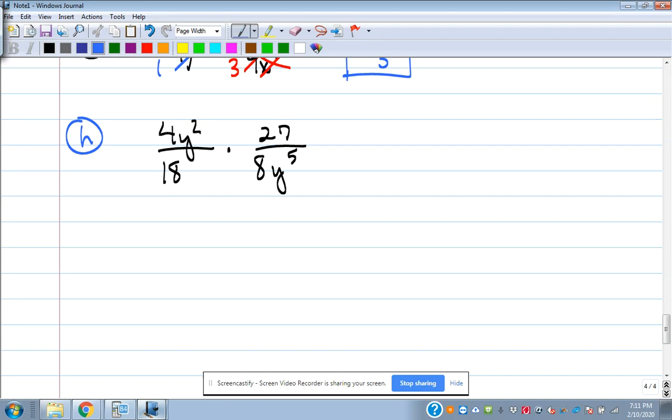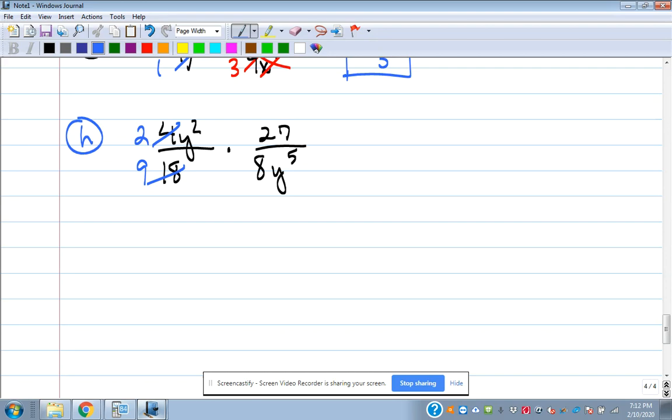Can we do anything vertically? First fraction, 4 and 18 are both divisible by what? 2. So I'm going to simplify that way first. So that'd be 2 over 9. And then the second fraction, nothing happens. 27 and 8 don't have anything in common. So now I start looking diagonally.